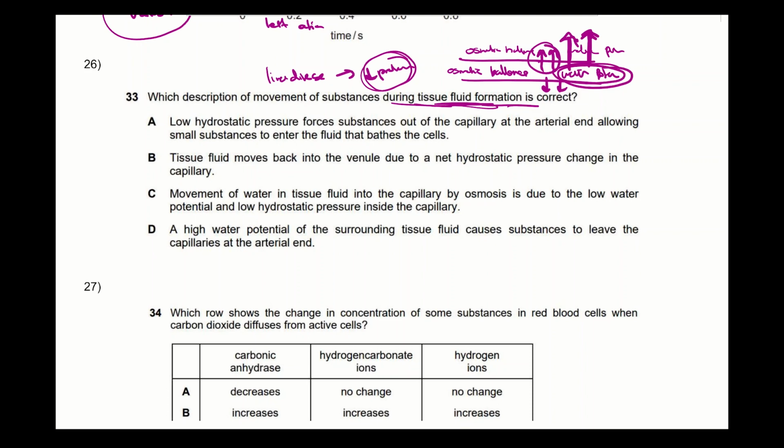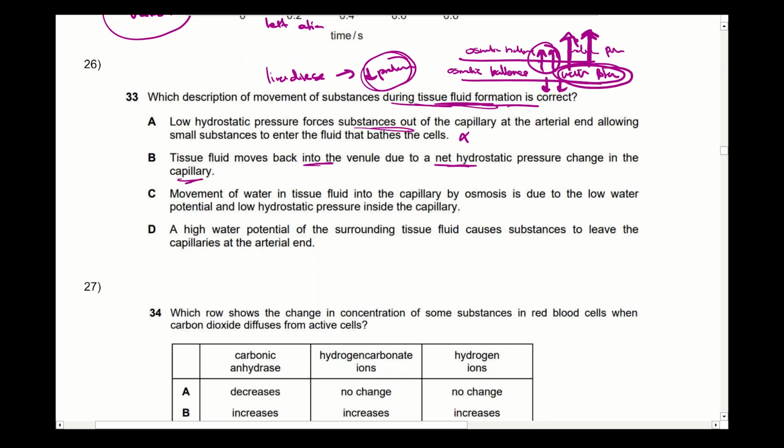Now, let's see the suggestions that we have here. A. A low hydrostatic pressure forces substances out of the capillary at the arterial end, allowing small substances to enter the tissue fluid that bathes these cells. So this is totally incorrect. It's high hydrostatic pressure or water potential which forces these substances out, therefore this is incorrect. B. Tissue fluid moves back into the venule due to a net hydrostatic pressure change in the capillary.